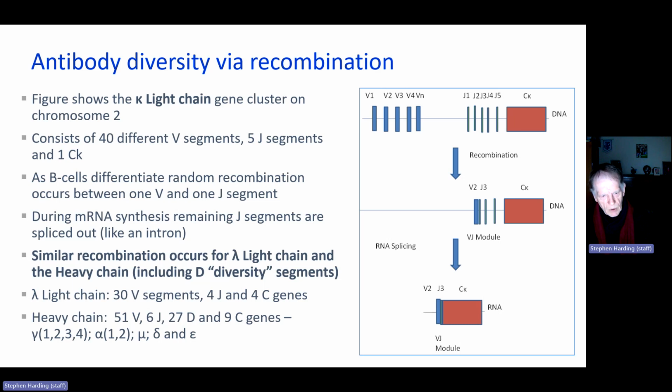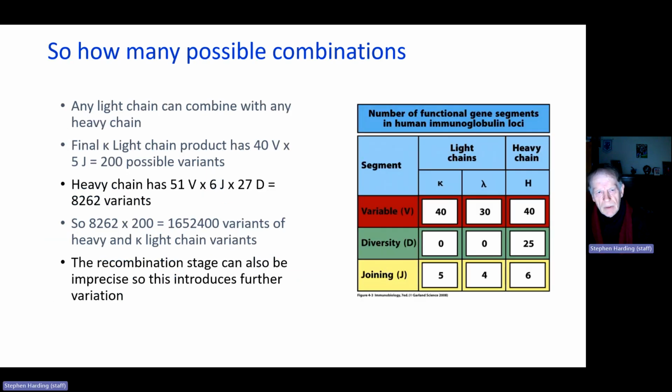Gamma 1, 2, 3, 4, alpha 1, 2, mu, delta, and epsilon. We'll come on to this in a minute when we come to gene or class switching. So there are a very large number of possibilities in terms of combinations. Any light chain can combine with any heavy chain.